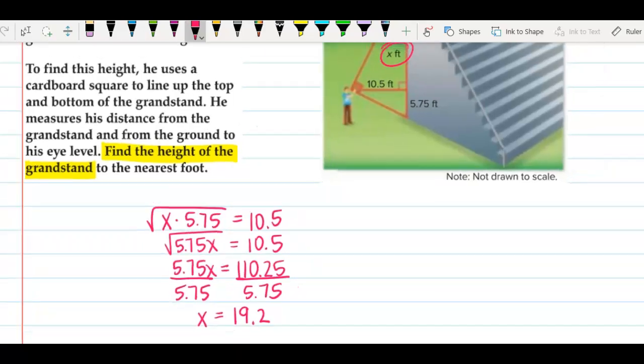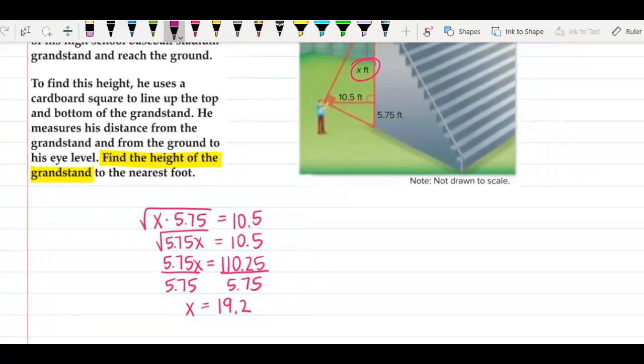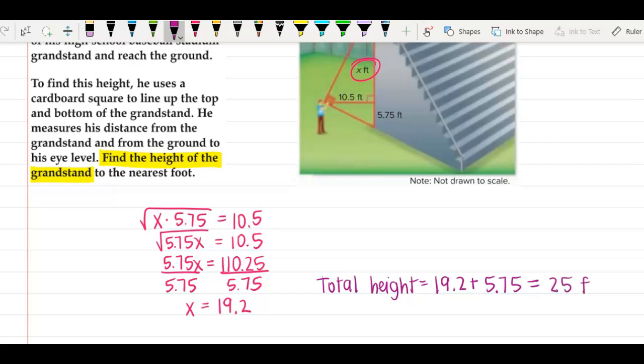So if x is 19.2, to find the total height, I could do 19.2 plus 5.75, which would be about, to the nearest foot, so about 25 feet. And that wraps up geometric mean.